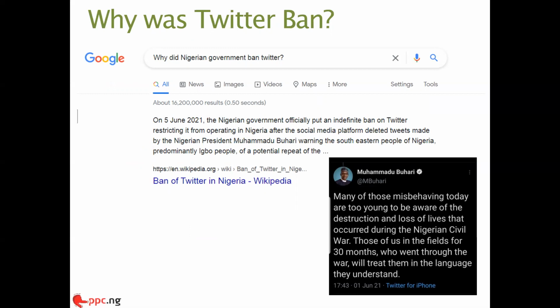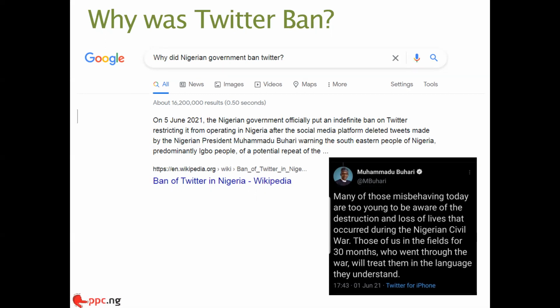On the 5th June 2021, the Nigerian government officially put an indefinite ban on Twitter. Okay, and of course we can see as a result of the tweets the president pushed out. "Many of those misbehaving today are too young to be aware of the destruction and loss of lives that occurred during the Nigerian Civil War. Those of us in the field for 30 months who went through the war will treat them in the language they understood." Okay, so I think a lot of people reported the tweets.